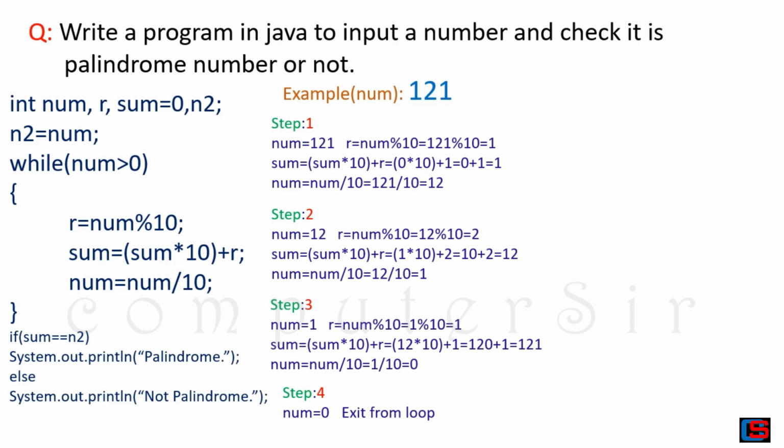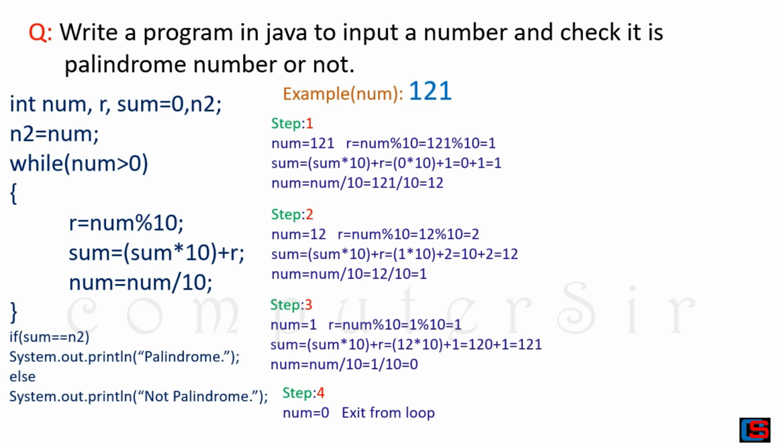Right? Because the loop will terminate only when the value of num becomes 0, and that's why before starting the loop I am just storing the num value in another variable, n2. So n2 also holds the value 121, and that's why in the if condition I am going to check sum with the n2 variable, not with the num variable.